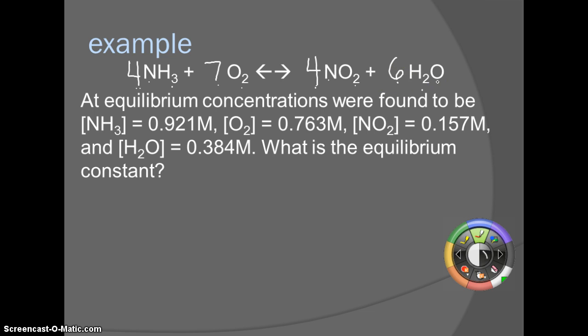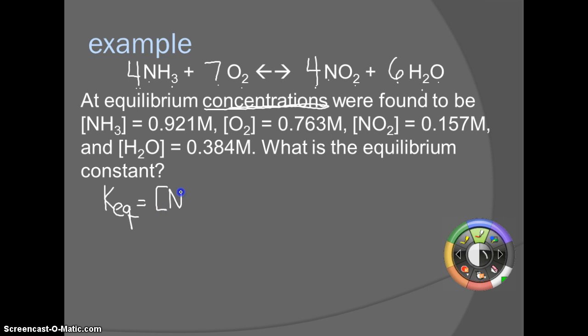So at equilibrium, concentrations were found to be: ammonia is 0.921 molar, oxygen is 0.763 molar, and nitrogen dioxide is 0.157 molar. Water is 0.384 molar. And they want to know what the equilibrium constant is. The first thing we need to do is set up our expression. So Keq, remember, products are going to be in the numerator, and since we are referring to concentrations here, we're going to have to use square brackets.